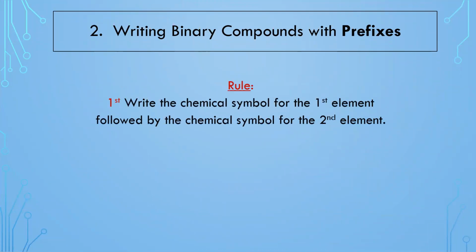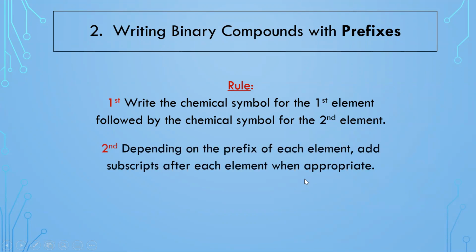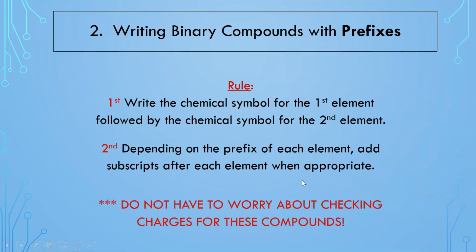So we start the rule identical to the binary. We're still looking at 2 elements. So you write the symbol of the first element, you write the symbol for the second element, and then, depending on the prefix given to you in the name, you just add the subscript that matches that prefix. That's it. You do not check charges because the name tells you the prefix, which tells you the subscript. That's what you use. You're not going to check charges because that will change the subscript and it won't match the name that's given to you. Okay, so let's try some examples.